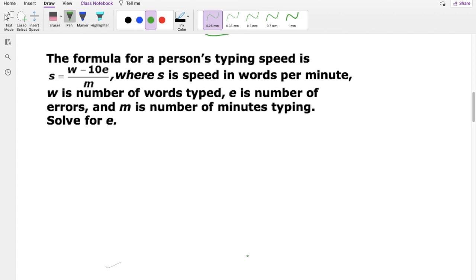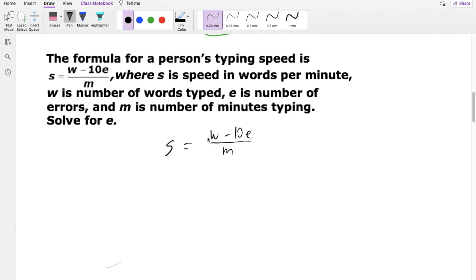So I'm trying to rearrange this formula, and I want to have a new formula where E is equal to whatever. So I want to know the formula for errors. So how many errors were made if I am given the other pieces of information. So we can do that. So we have S equals (W minus 10E) over M.